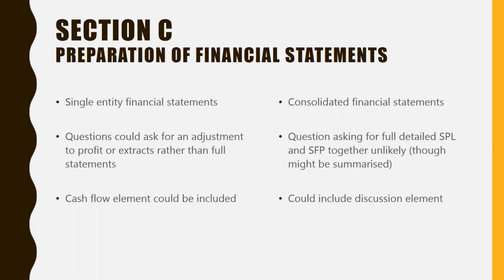In Section C, this is where you'll have to prepare some financial statements. Either a single entity set of financial statements, a balance sheet or a profit or loss account. What we've seen the examiner like to do is say, this is the profit, and these are four or five adjustments that you have to make to that profit to get a revised profit figure. That's normally what you have with the single entity financial statements in the first part, maybe four or five marks.